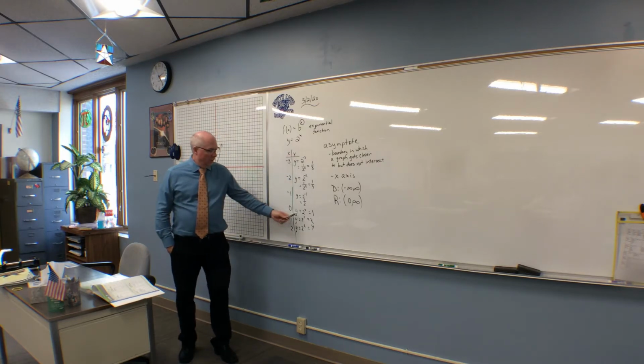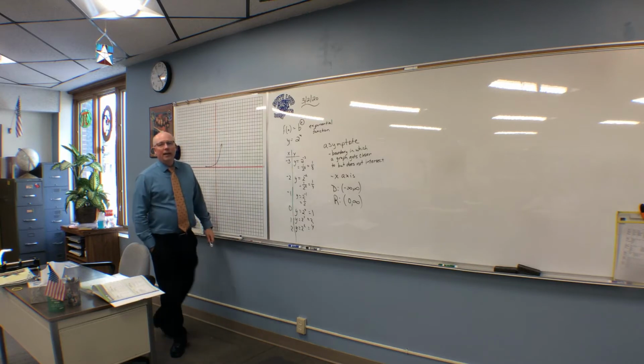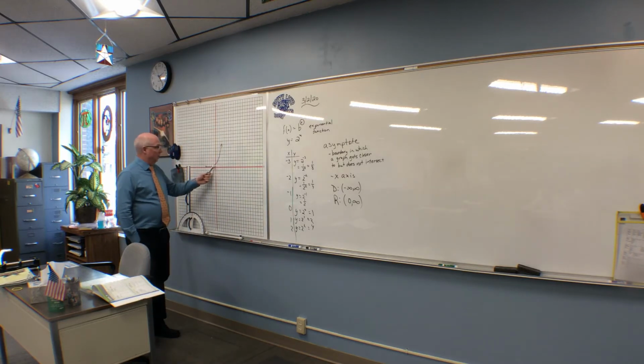Notice that it goes to the point (0, 1), okay? Unless it's moved, all exponential functions go through the point (0, 1), because any number to the 0 power is 1. We can still move it, but there will be a place where it goes through there, okay? And this is what it looks like.